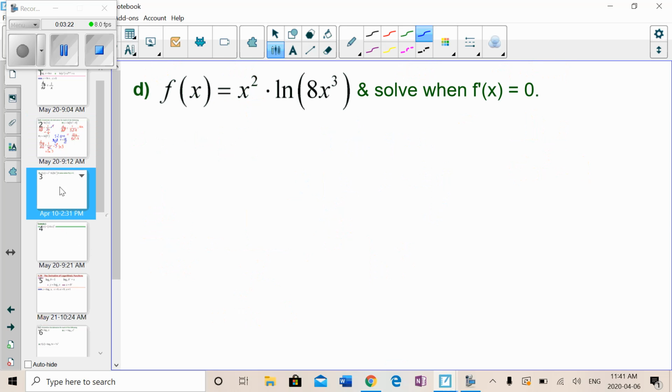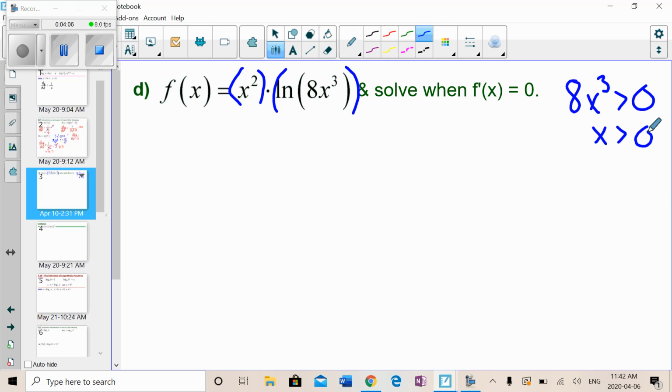Okay, I think the next one's a little bit harder. Make sure that you notice that it's actually going to be a product rule, right? Because it is 2 quantities multiplied together. And this one we actually do have to solve, so you need to make sure that you look at your domain. So we know that 8x cubed has to be greater than 0, which means x has to be greater than 0. So if you get an answer for x of negative 3 or something like that, then you know that it's not going to be an appropriate answer.